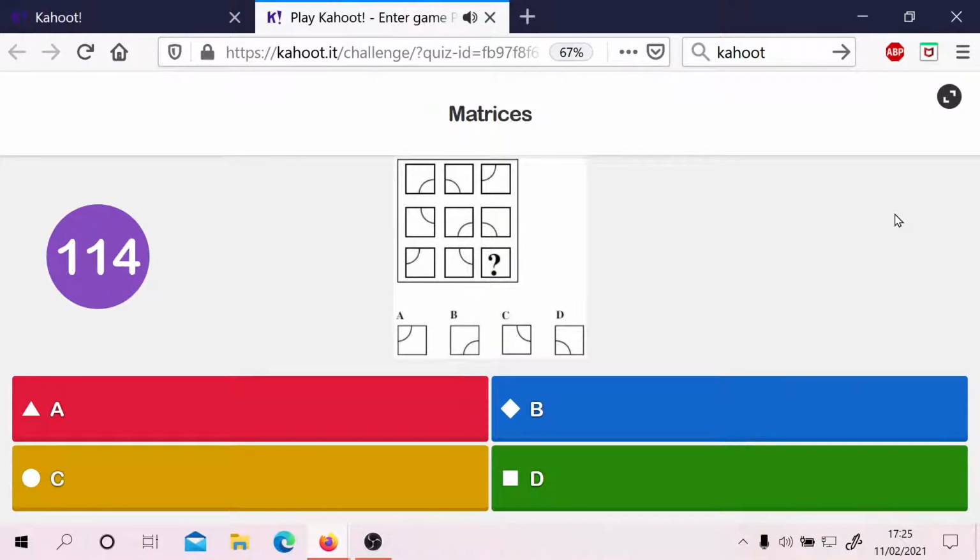Okay. So basically, in the bottom right-hand quadrant, it's basically a clockwise rotation of 90, right? Yeah, it's just the same as the one in the middle, basically. So that's B.